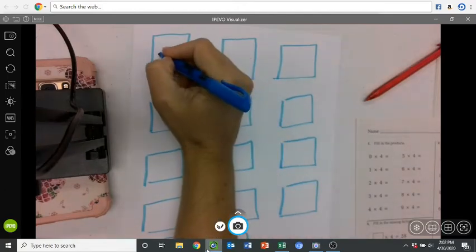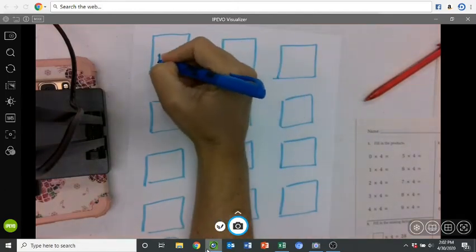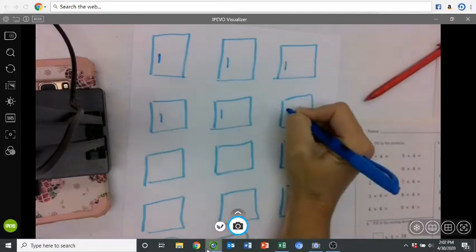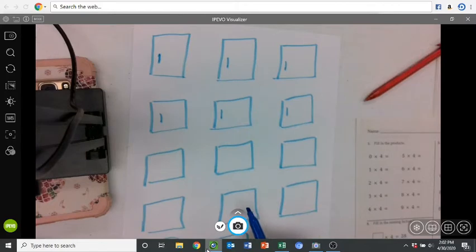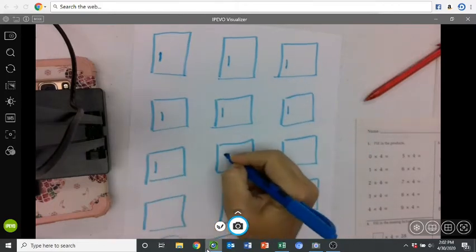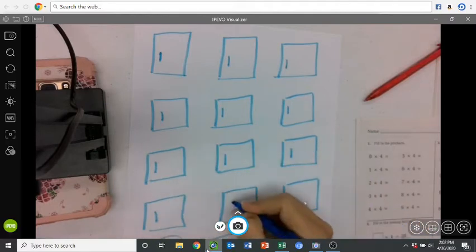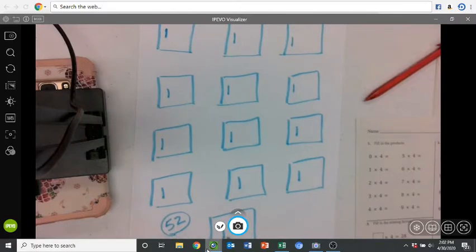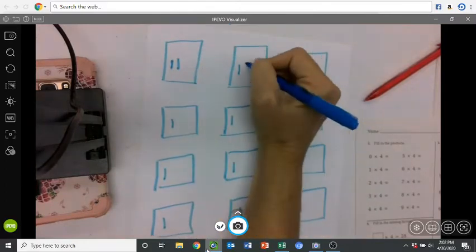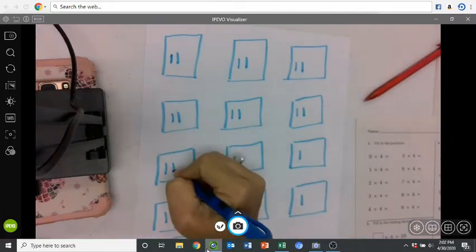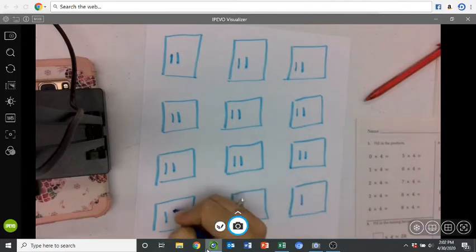I'm going to go 1 here. Let's do a line. 1, 1, 1. 1, 1, 1. Okay, so I'm giving each group an equal amount. So I have 1, 2, 3, 4, 5, 6, 7, 8, 9, 10, 11, 12, 13. Remember, I'm doing the number 52. So I'm at 13, 14, 15, 16, 17, 18, 19, 20, 21, 22, 23, 24, 25, 26.